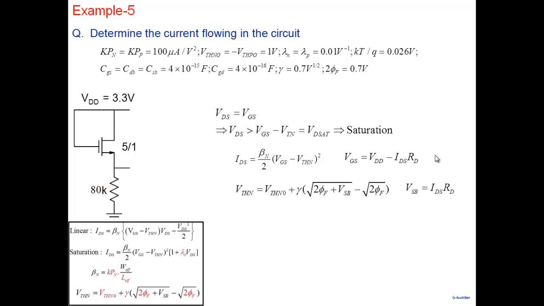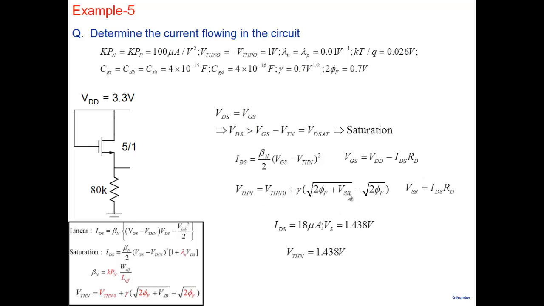So now I have this equation, and this equation. I need to solve them, and the final answers are here. IDS is 18 microamperes, VS is 1.438, and note that VTHN also comes out to be 1.438. So interestingly, although the VTHN of a transistor without body bias is 1 volt, when you put it in a circuit like this, its threshold voltage becomes higher because the source to body voltage is reverse biased.